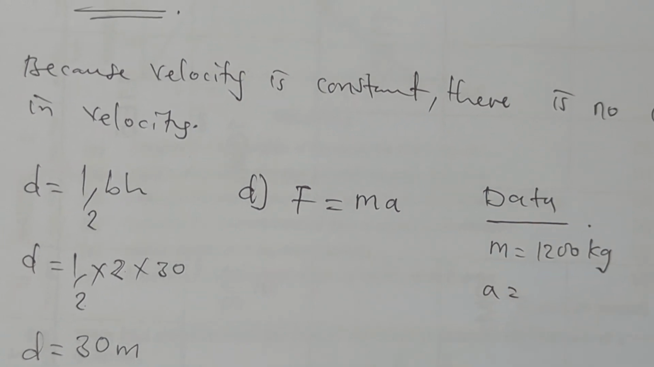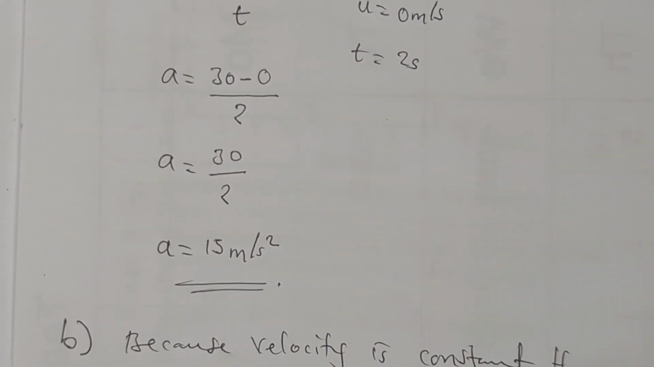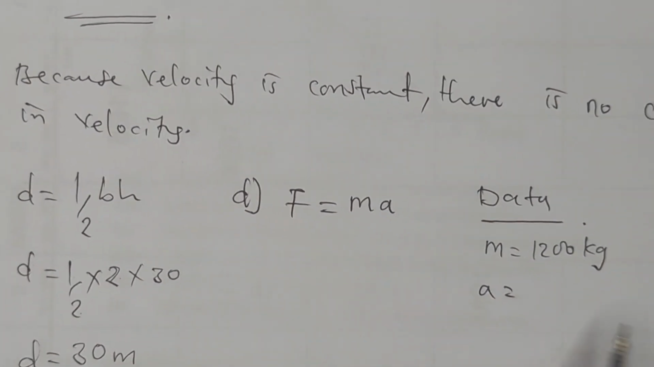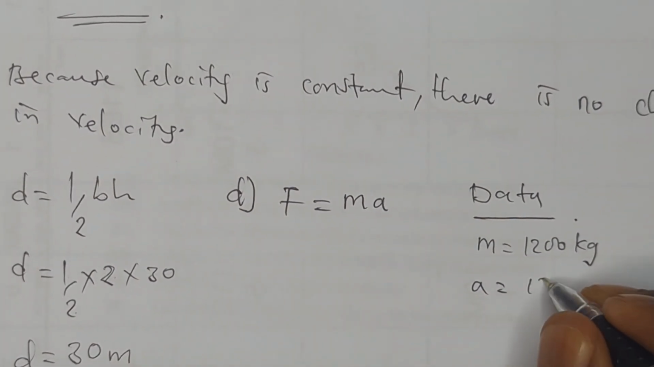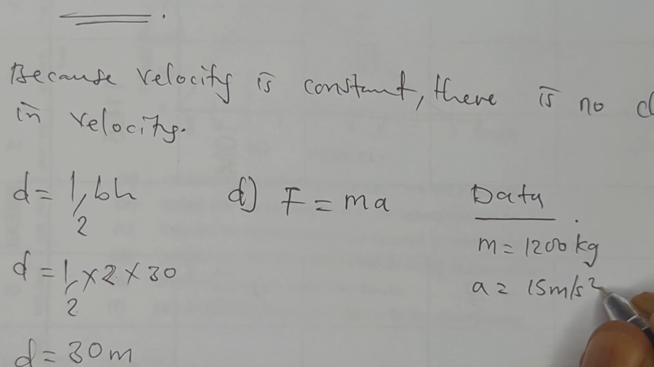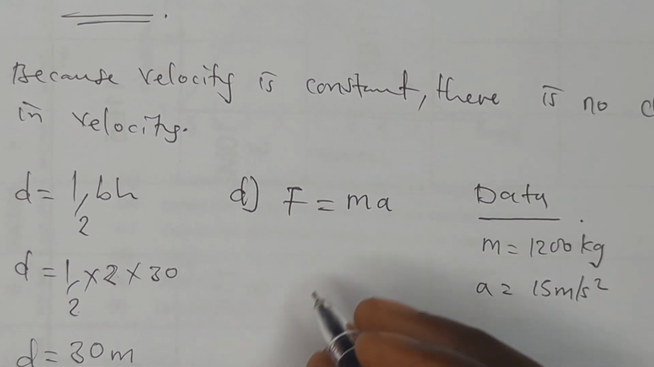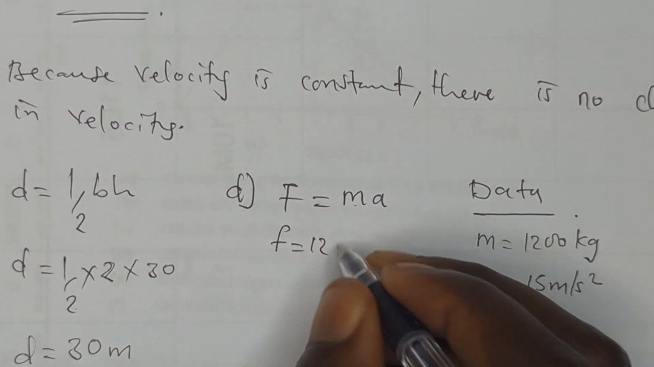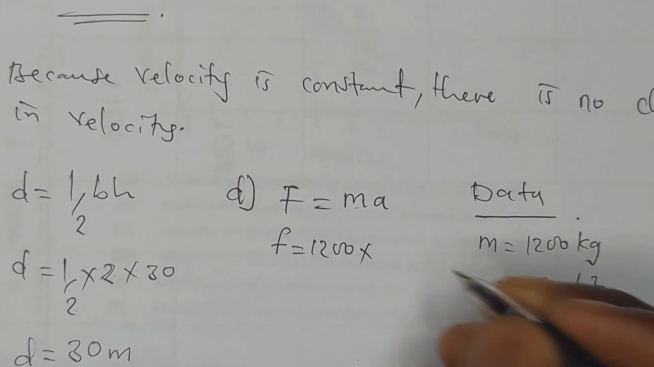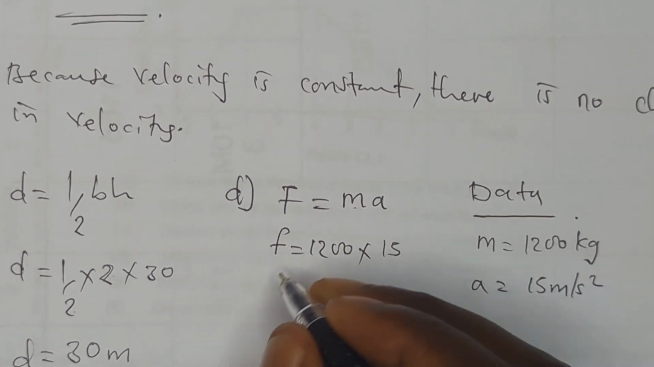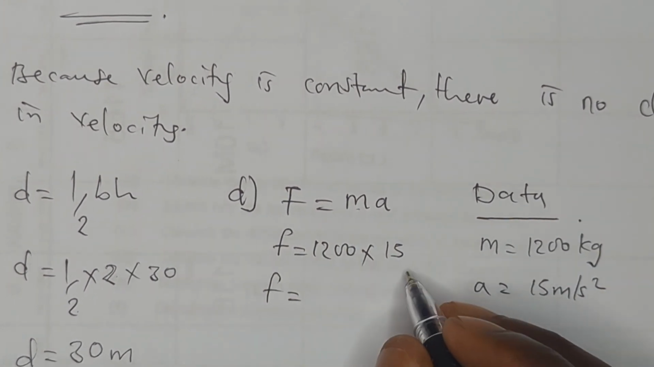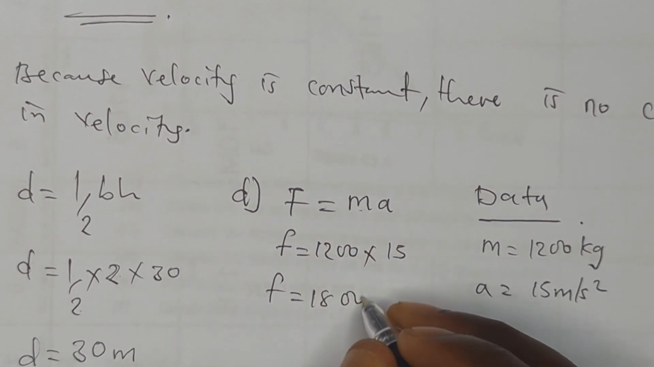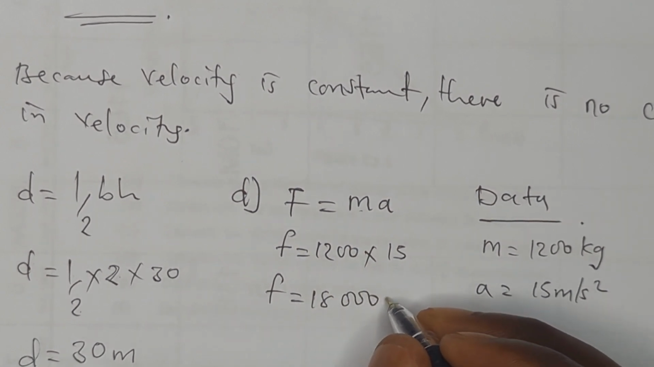Acceleration, this one we have, so acceleration is this 15. So acceleration is 15 meter per second squared. Now that we have this, we can calculate the force. So force is equal to our mass, that is 1200 multiplied by 15. So 1200 multiplied by 15 gives us 18,000. The unit for the force is Newton.